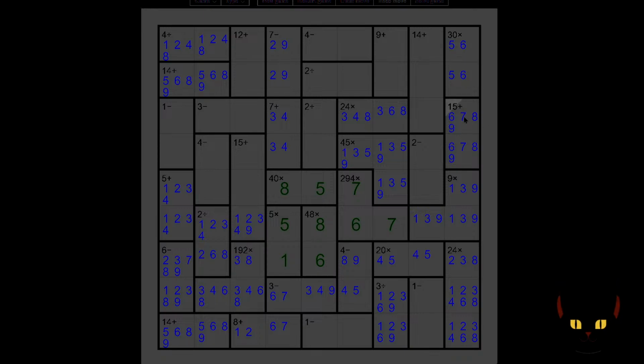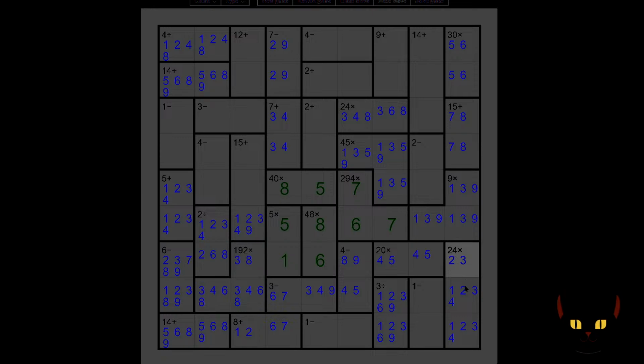But we've already used up the 6s here, which means the 9s are good. 6, 7, and 8. Used up the 6, used up the 8. So we have 1, 2, 3, 4, 9 left here in this one. Let's see.